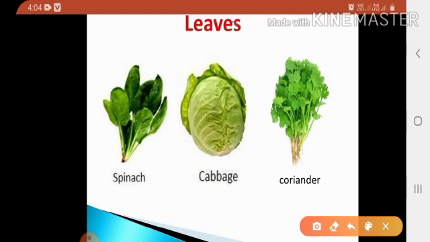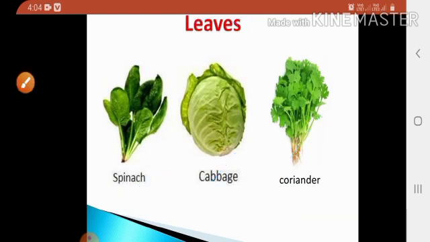So, next is leaves. In the spinach, in the cabbage and in the coriander. In these leaves, extra food is stored by the plants.